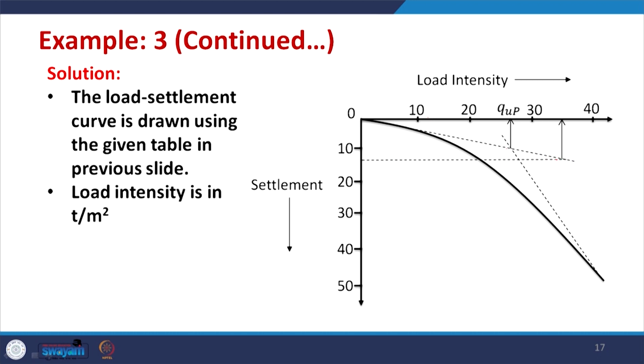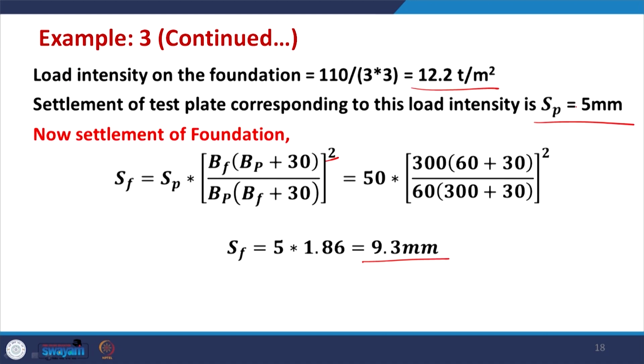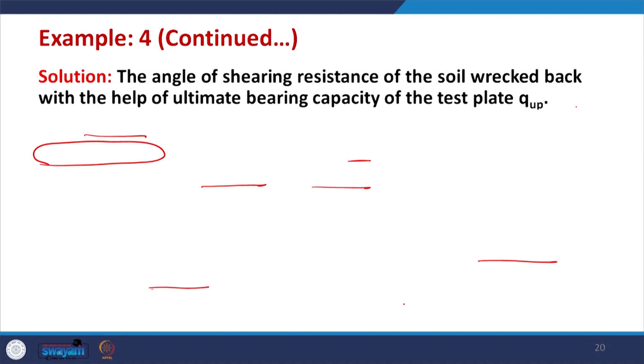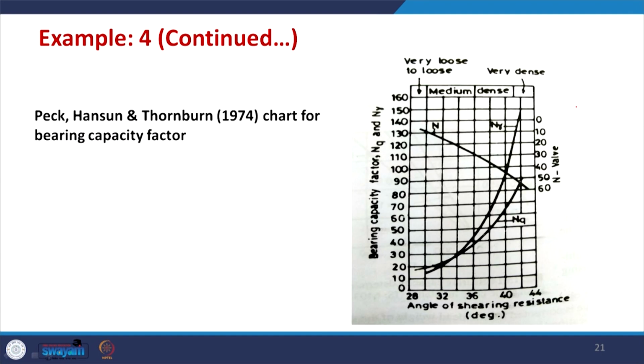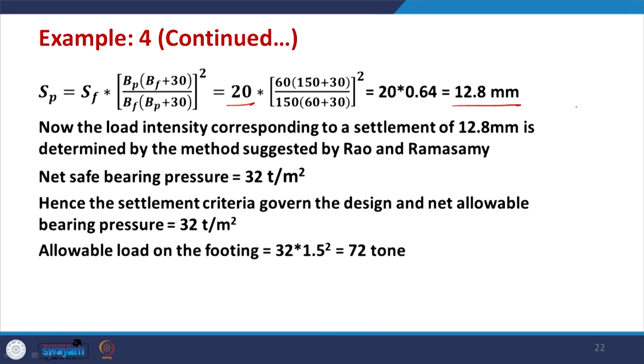So, you meet this tangent at this point and pick up the corresponding value from this chart, which is between 30 and 40. So, this is exactly 32 ton per meter square. So, for this value you get a net safe bearing pressure of 32 ton per meter square.